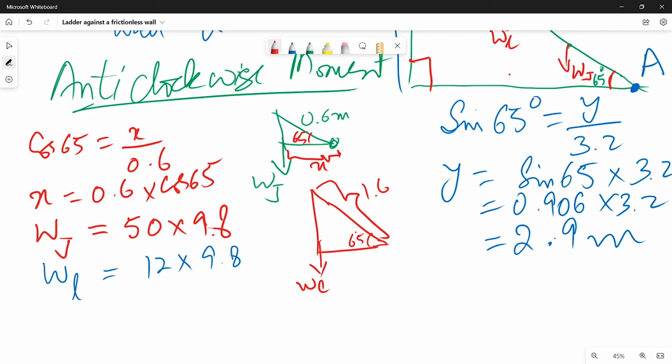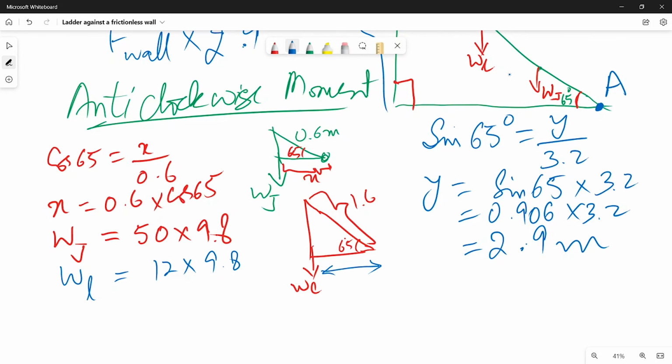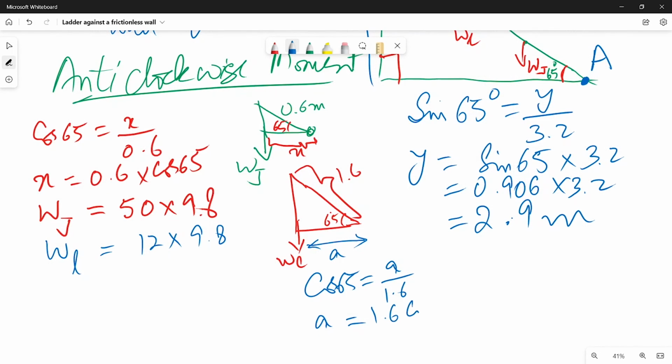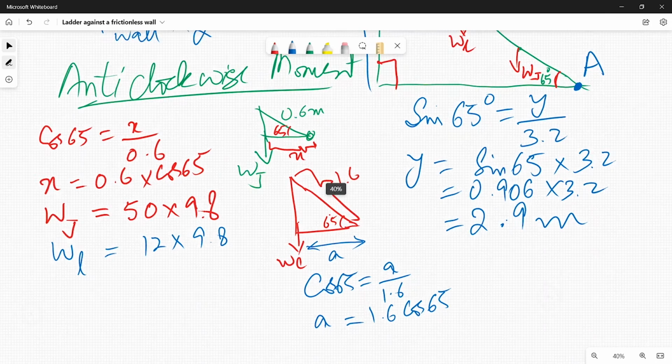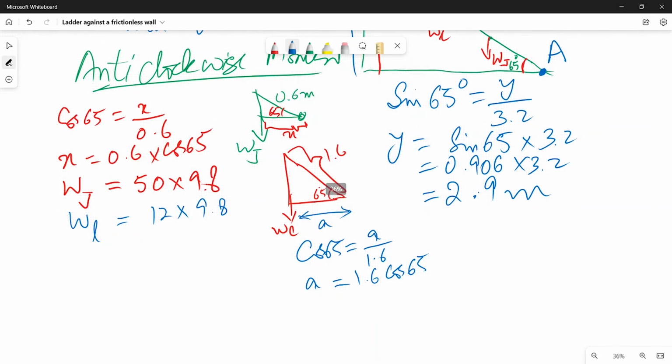So now, if you want what is this distance, I would again take another color, and let's say this distance is A because we have taken X. So cos 65 is A over 1.6, and therefore A is 1.6 times cos 65 degrees. So we would see the anti-clockwise moments now, and we would write them.